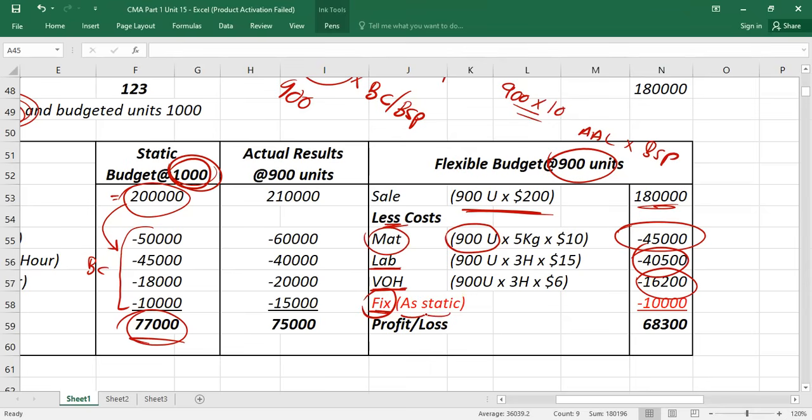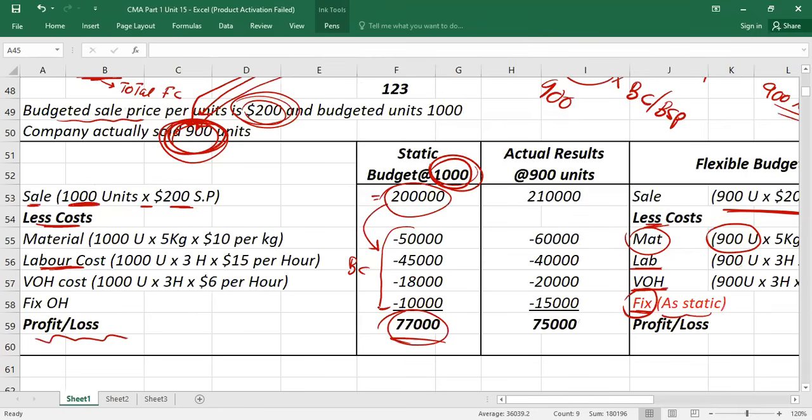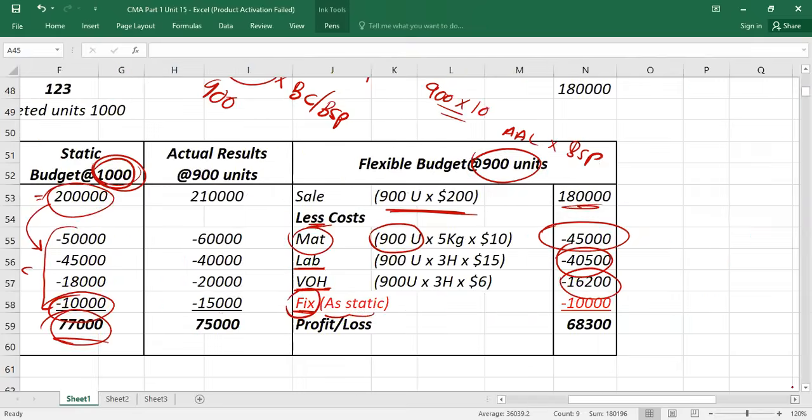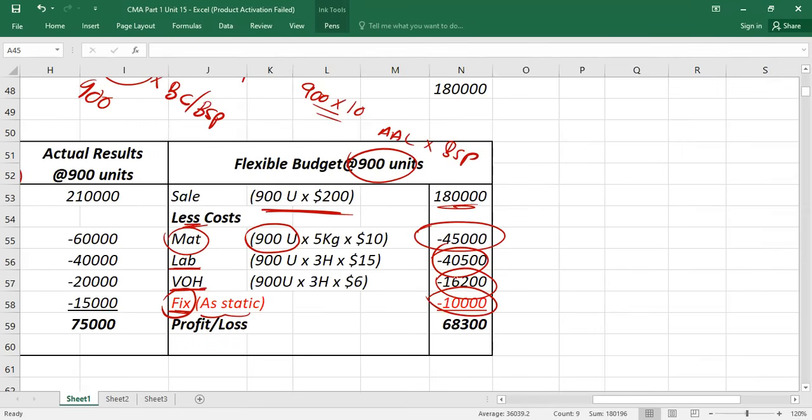What's the reason? Maybe you're thinking why. The reason is that we assume fixed cost will not change with activity level. So we should write the same fixed cost which we have already written under the static budget, and under the static budget, do you remember, we wrote a fixed cost of 10,000. So the same fixed cost we will write here. Understood? Now this is all your cost, and this is your sales revenue. If I deduct cost from revenue, this is your profit or loss value. This is the flexible budget.